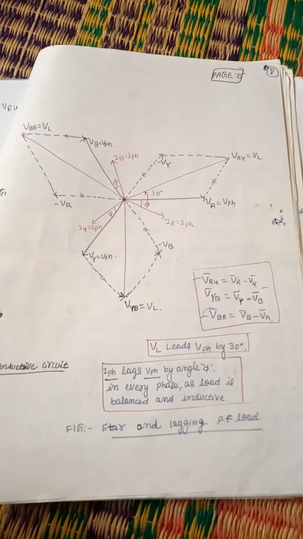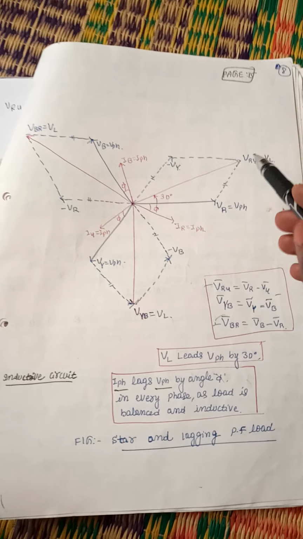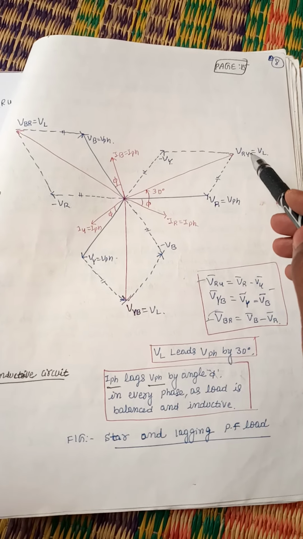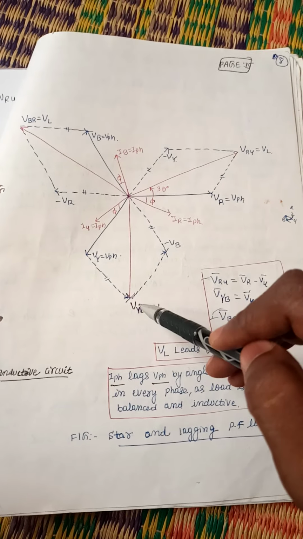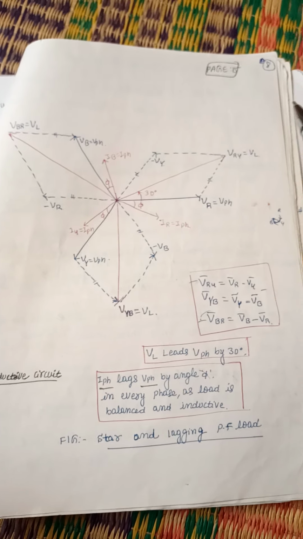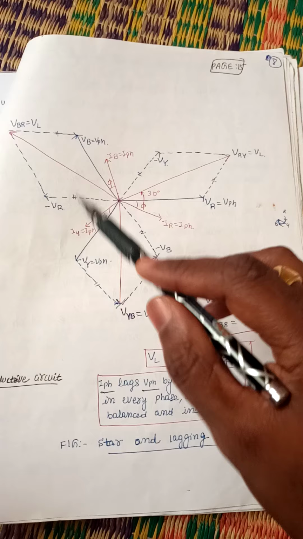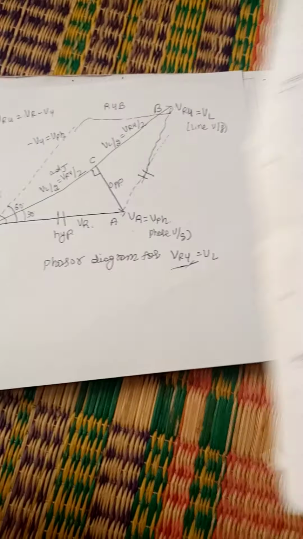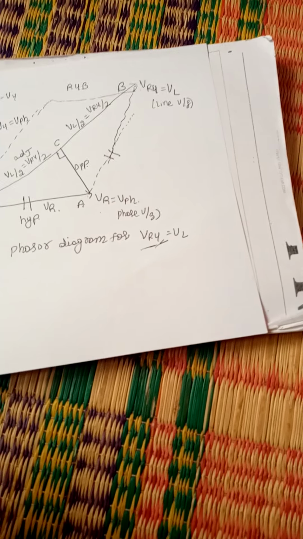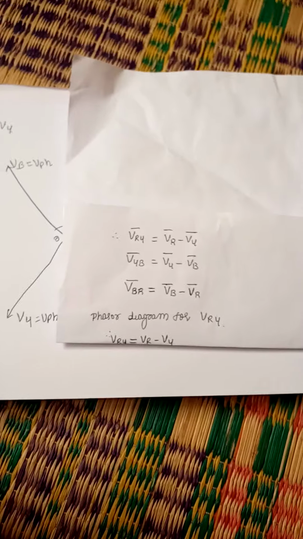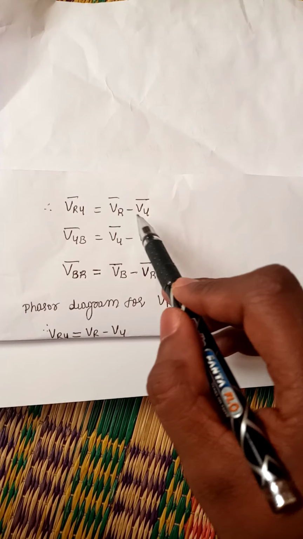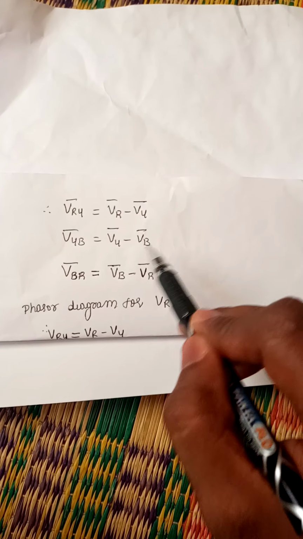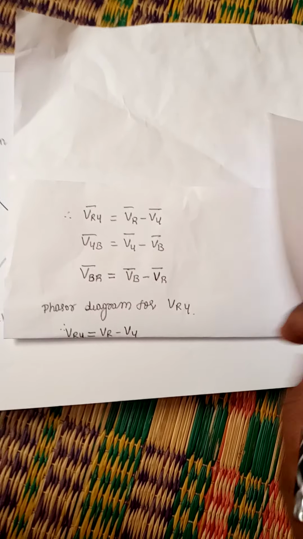So in a similar way, we have drawn the phasor diagram for VRY. The same way, we have to draw the phasor diagram for VYB as well as VBR. So I will show you how to draw this diagram. To draw the phasor diagram, we should know these three equations. VRY is equal to VR minus VY. VYB is equal to VY minus VB. VBR is equal to VB minus VR.